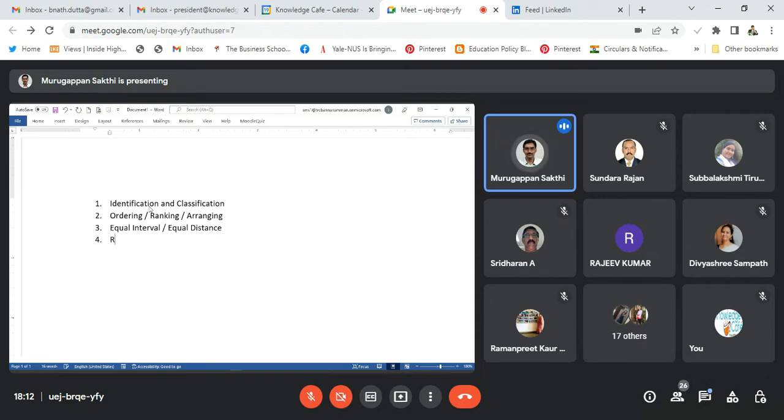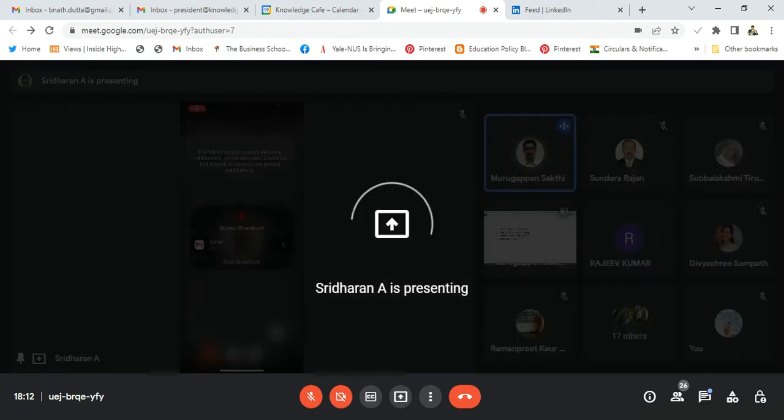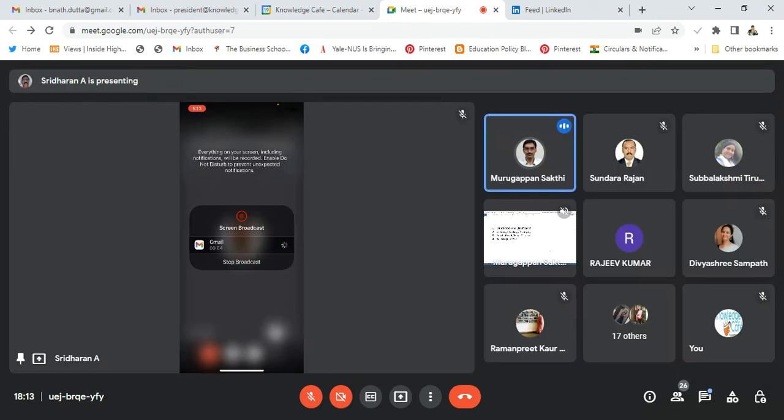Then the fourth one is real origin of zero. There are four characteristics. Always we have to cross check them whenever we are seeing the data, as a set of data, when you're seeing it.